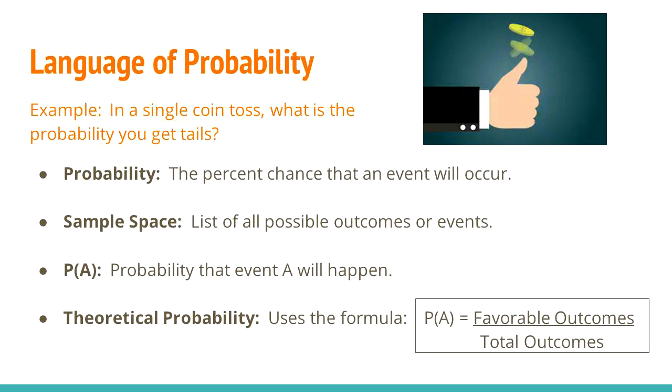Here's an example. Let's say that we toss a single coin, heads on one side, tails on the other. What is the probability that you get tails? As we move through the language of probability, the sample space is the set of all outcomes. Here, it's the set of just heads and tails, the two possible outcomes. Next, let's find the probability of getting tails. There's one tail out of the two outcomes, so favorable out of total is 1 over 2, or 50%.